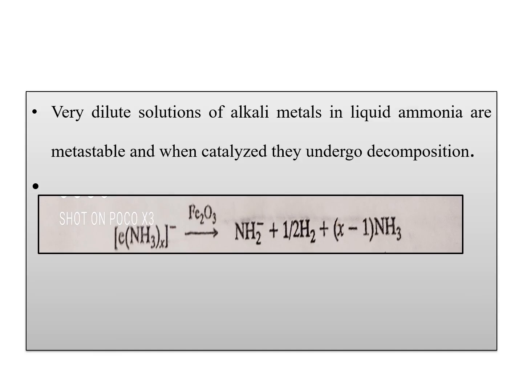Very dilute solutions of alkali metals in liquid ammonia are metastable, and when they are catalyzed, they undergo decomposition. For example, NS3 in presence of Fe2O3 gives NS2- plus half S2 plus (x-1) NS3.